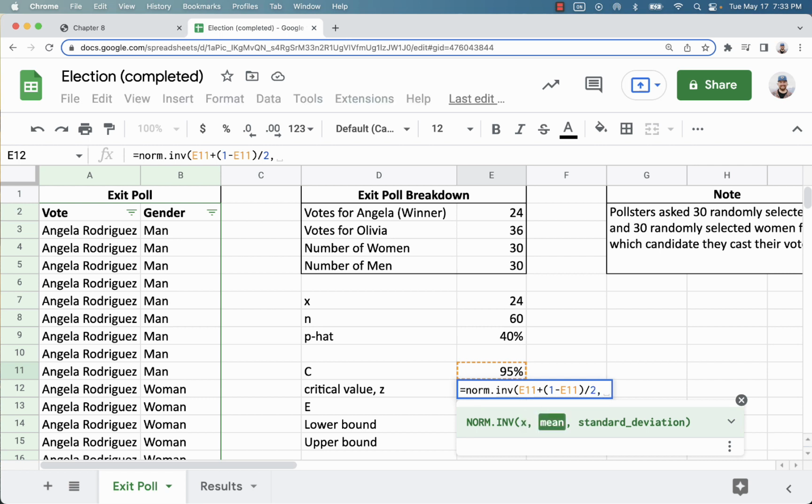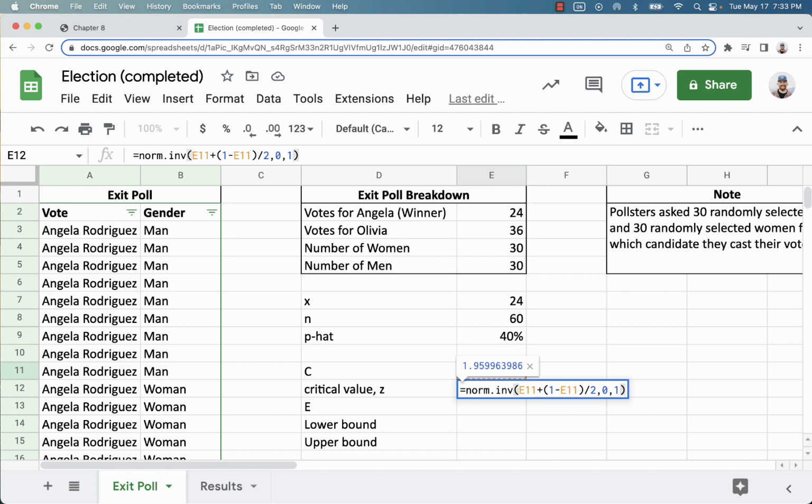It's a little more intuitive, I think. Okay, so the mean of this distribution is going to be 0 for a standard normal, and the standard deviation is 1. So there's my critical value. There are other ways to do this. I'm just using the norm inverse function for this. So that's about 1.96 standard deviations to get 95% of the z curve.